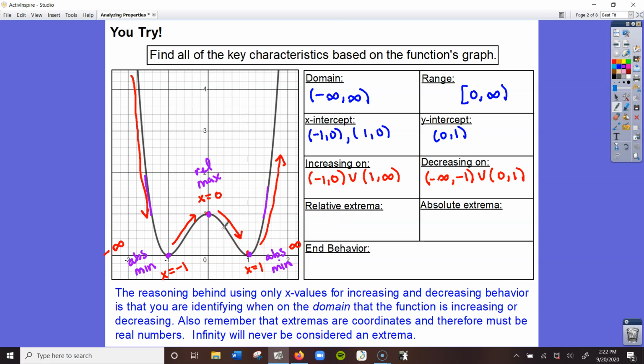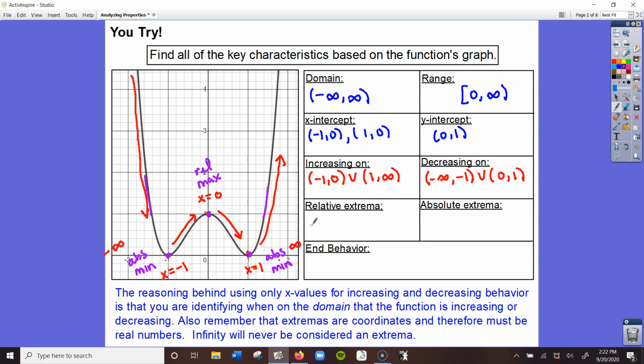Your extrema only occur when your graph changes behavior. So if it's changing from decreasing to increasing, as we see here, this is a minimum. If it's changing from increasing to decreasing, that would be considered a maximum. So that's another way of checking whether you have extrema at those points, is making sure that those are values where it changes behavior.